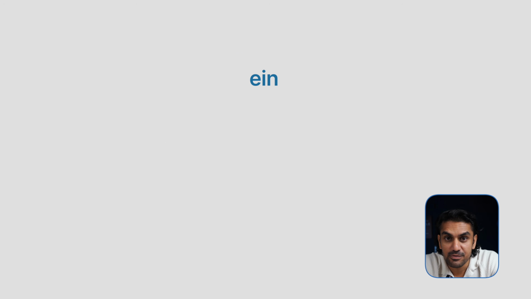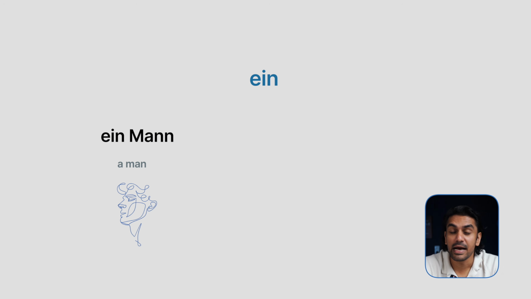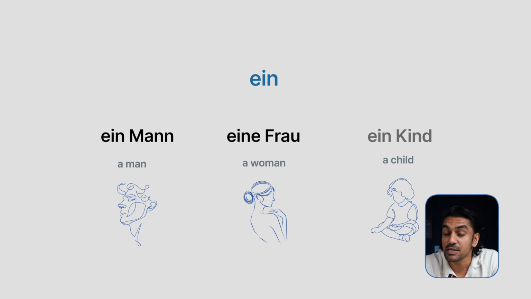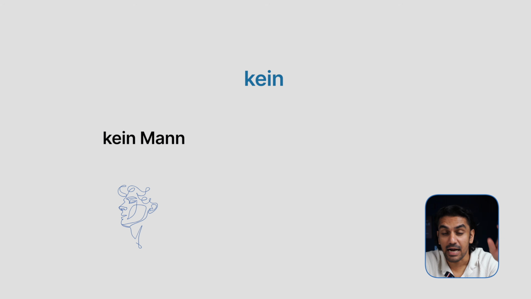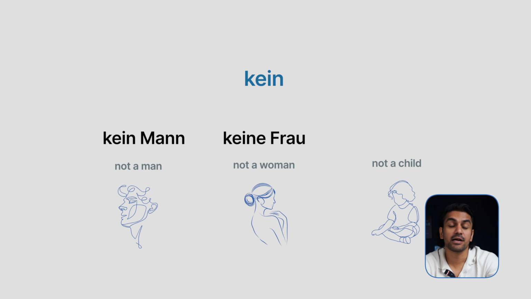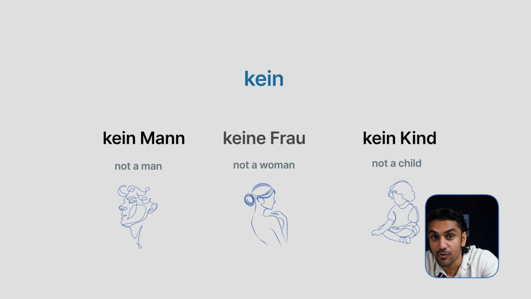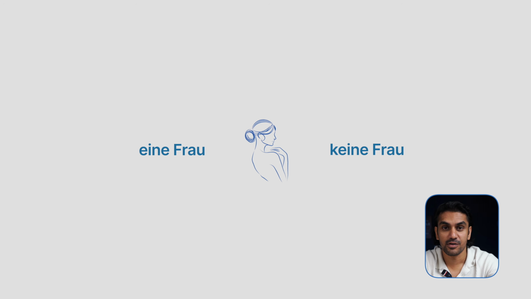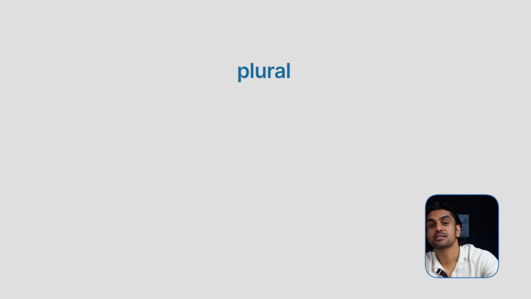And just like der, die, das, it has to match the gender and case of the noun. So in nominative form, a man becomes ein Mann. A woman becomes eine Frau. A child becomes ein Kind. Similarly, kein Mann, or no man or not a man, keine Frau, no woman or not a woman, and not a child becomes kein Kind. Notice how the feminine form adds an e at the end. So it's eine Frau and keine Frau. And the same thing happens in the plural too.